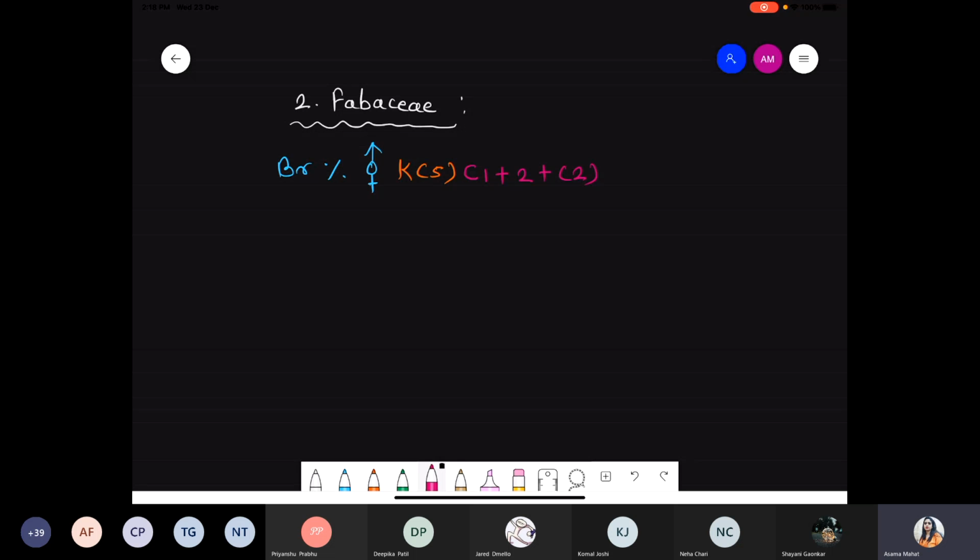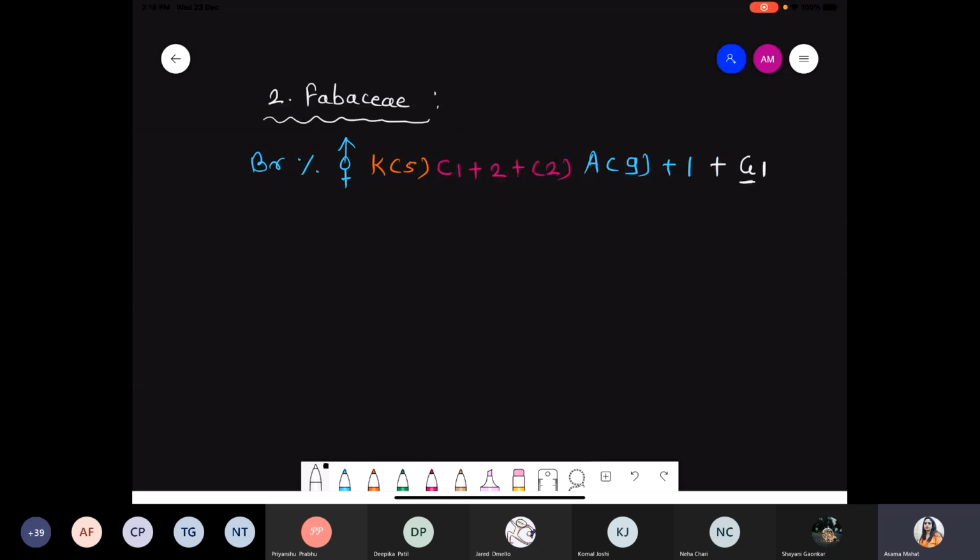And you know very well, such a condition is responsible for this kind of vexillary aestivation, 1 plus 2 plus 2. Now again, in the androecium, 9 are present, and those 9 show fusion, plus 1. We had already seen this part. And finally we are talking about the gynoecium, and in the case of the Fabaceae family a single gynoecium is present, only a single gynoecium. That's why we are talking about superior ovary, represented by only one single gynoecium, G1.